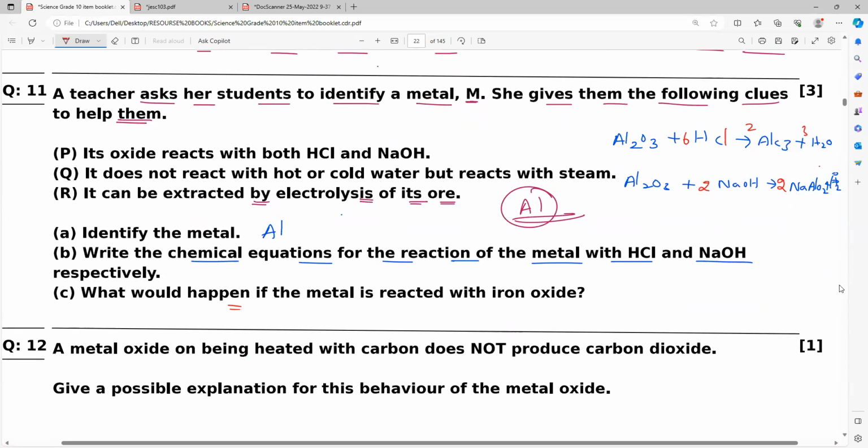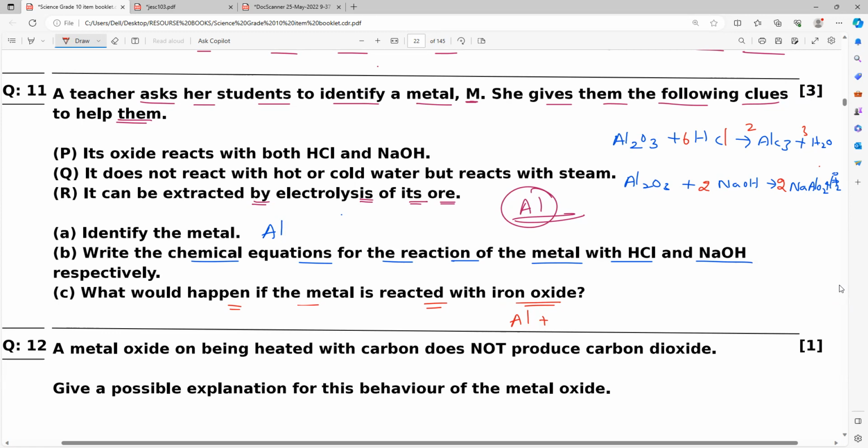Next, what would happen if the metal is reacted with iron oxide? Metal means aluminum. Aluminum is reacting with iron oxide. Which is more reactive, iron or aluminum? Aluminum is more reactive. So what will happen? It will show some reaction.